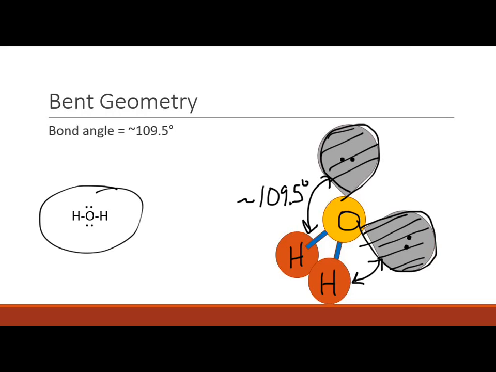Now, this is called a bent geometry. The previous one was called a trigonal pyramidal geometry because it looks like a pyramid with a triangular base. This one's bent, which is why water molecules are not linear. They're not straight across as we typically draw here, where it looks like the hydrogens are straight across from each other. It doesn't actually work that way. In fact, that's why water molecules are always drawn as kind of this shape like this.